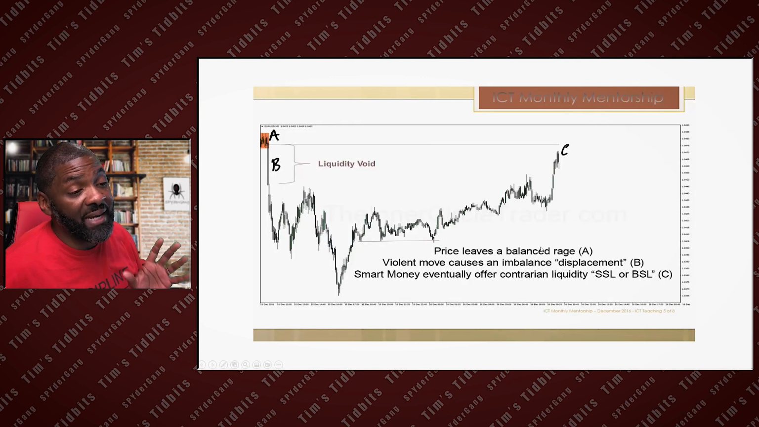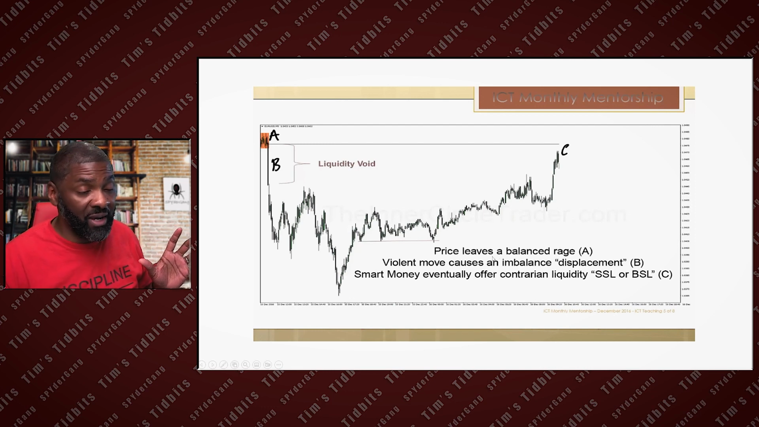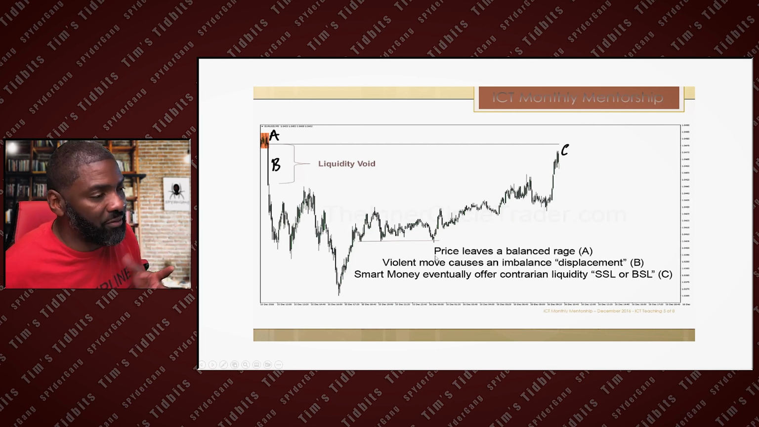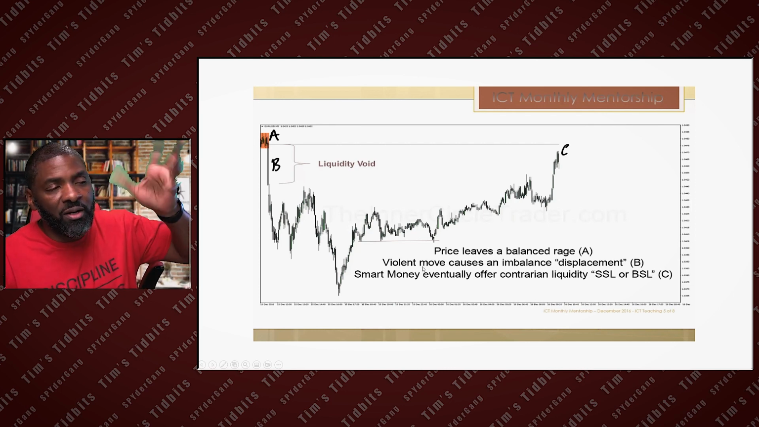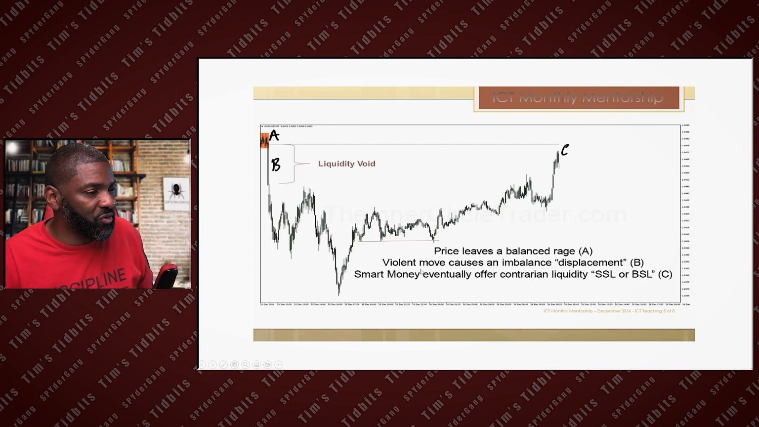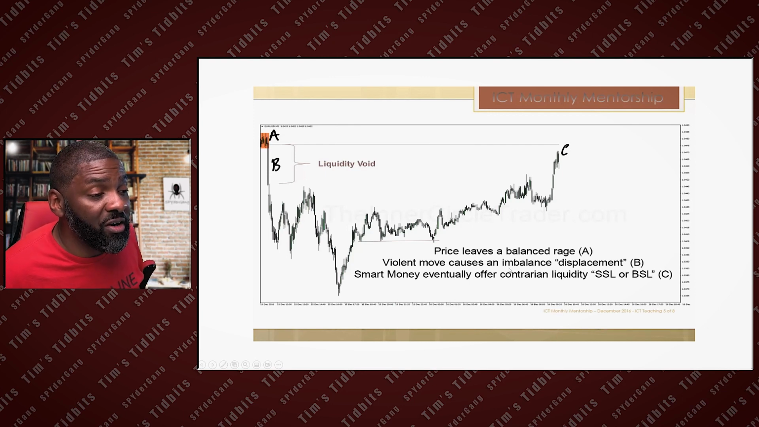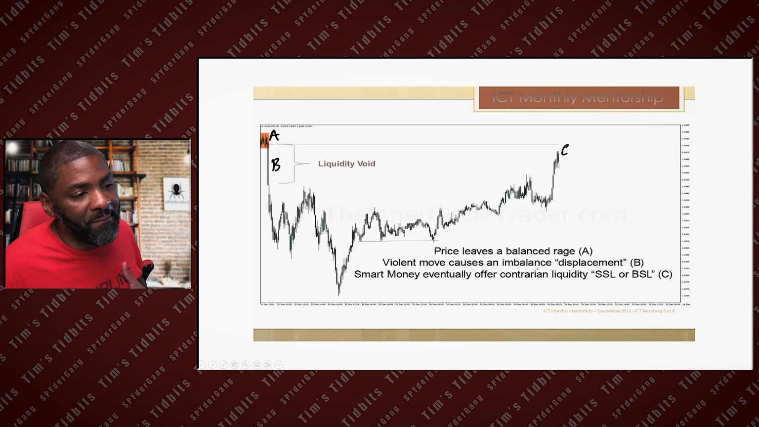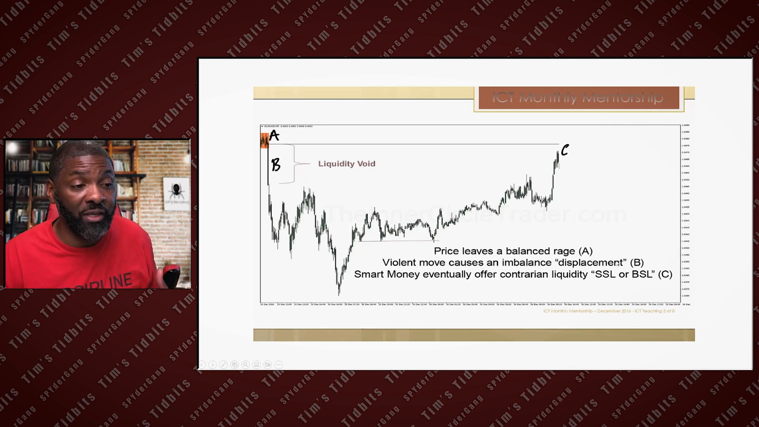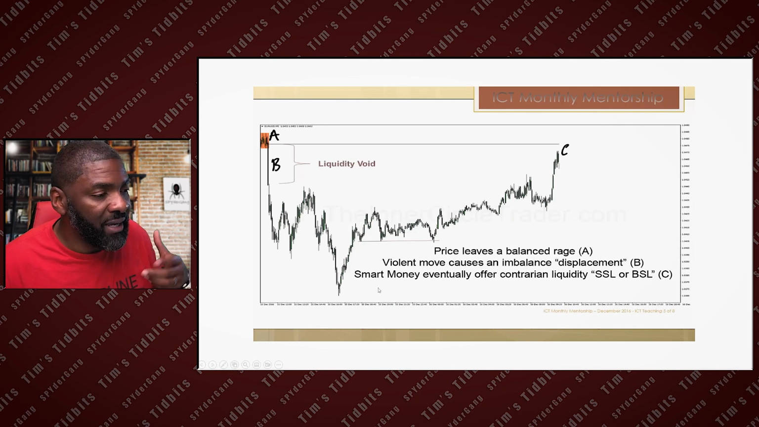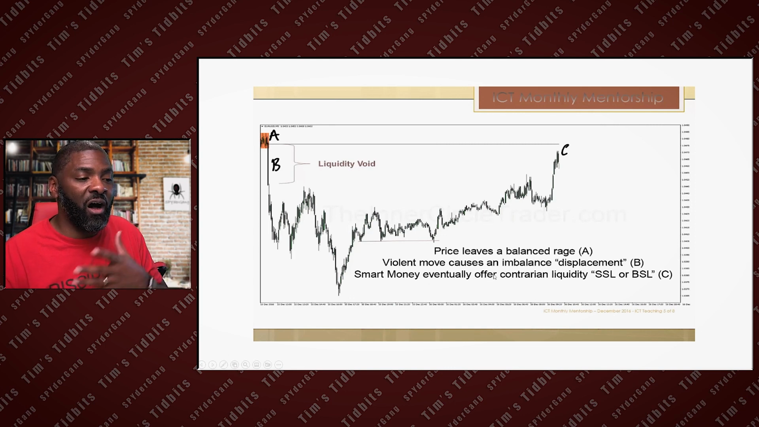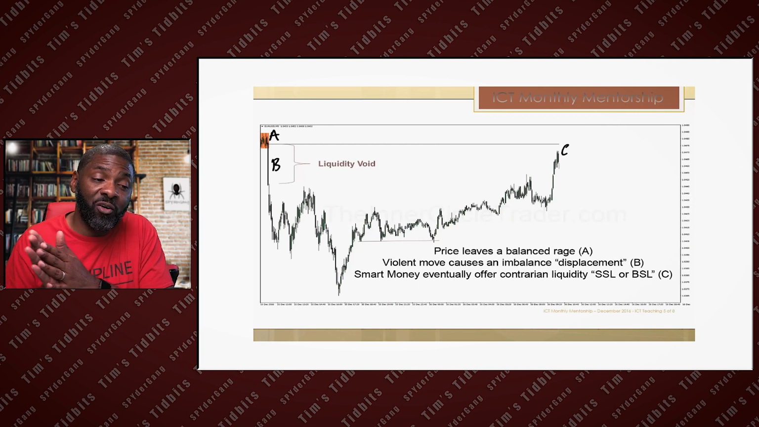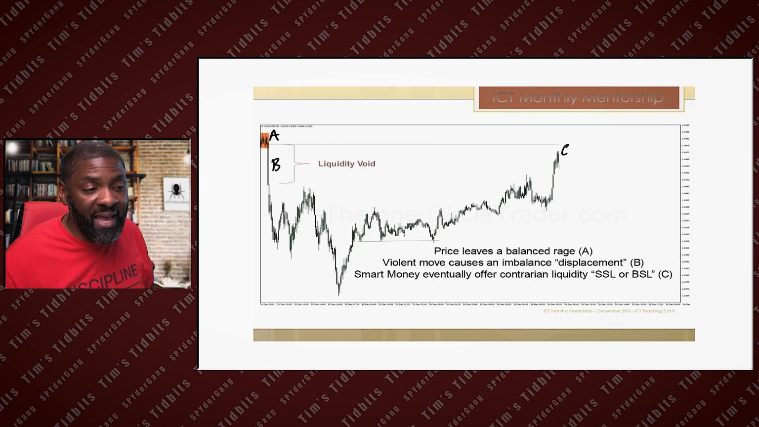Price leaves a balanced range at A, right? It can be a consolidation, it can be a slight trend, but it's balanced out, right? It's all balanced. All of the buy side and the sell side is being offered, right? A violent move occurs. A violent move causes an imbalance, displacement, if you will, at point B, right? And smart money eventually offers the contrarian liquidity, either sell side liquidity or buy side liquidity at C.